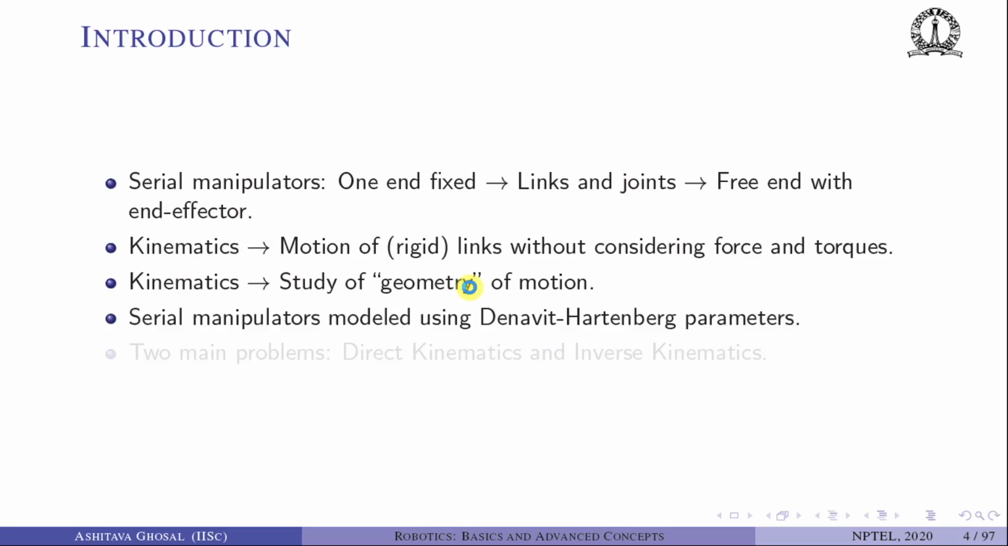In these lectures, we will assume that the serial manipulator has been modeled using Denavit-Hartenberg parameters. In the last week, I showed you that the links of a robot can be modeled using 4 Denavit-Hartenberg parameters, namely the twist angle, the link length, the joint rotation, and the link offset. So we are going to use the Denavit-Hartenberg convention, which we discussed and presented last week. There are two main problems in kinematics. One is called the direct kinematics problem, and the other one is called the inverse kinematics problem.